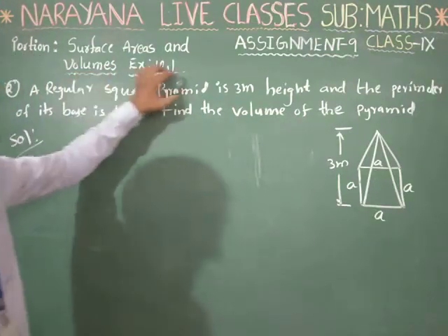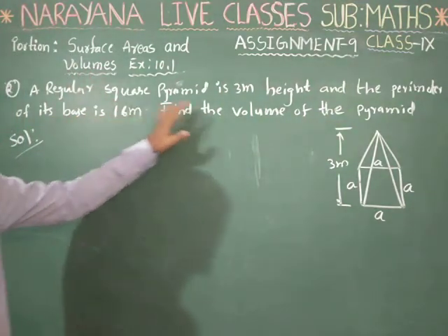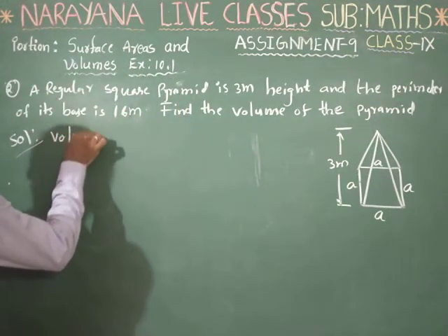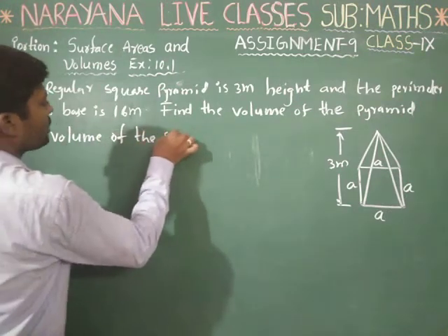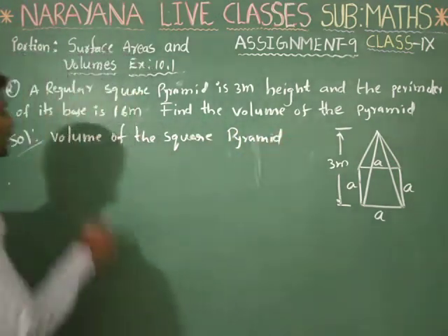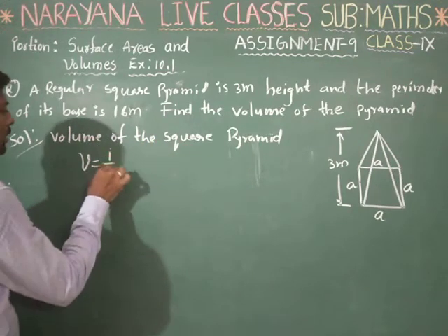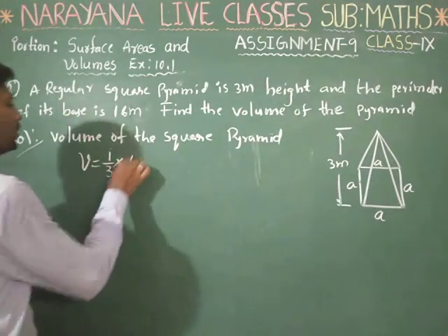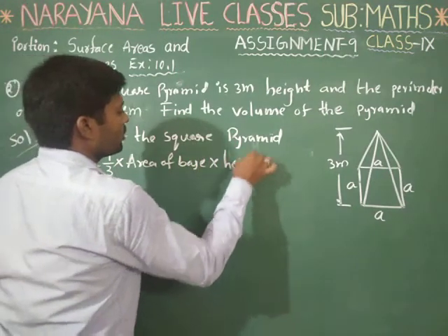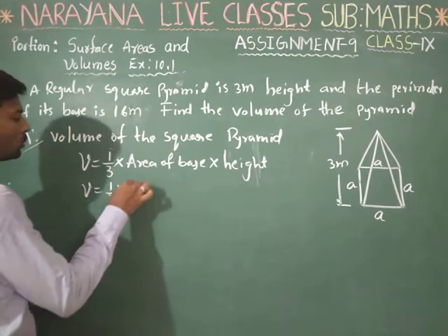A regular square pyramid is 3 meters height and the perimeter of its base is 16 meters. Find the volume of the pyramid. Okay, so we need to find the volume of the square pyramid, means whose base is a square. What is the formula to find the volume of the square pyramid? V is equal to 1 by 3 into area of base into respective height of the square pyramid.